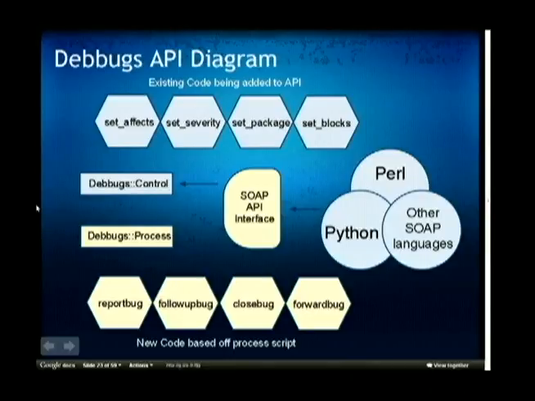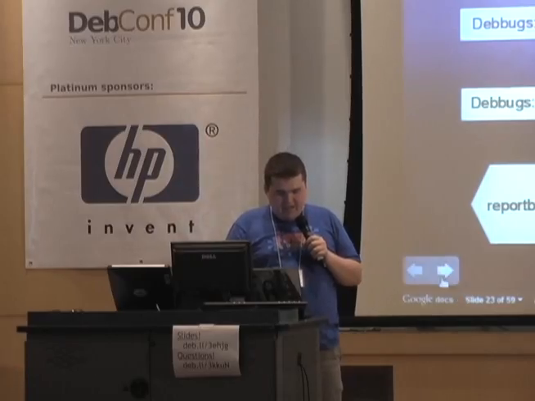This is a pretty cheap diagram I rigged up of how the whole system works. Basically, as you know, we have the SOAP API, and I'm going to add new functions so that now you can report bugs, follow up, close, forward, etc., from pretty much any language. Heck, we might even have some sort of nice little user interface for that.